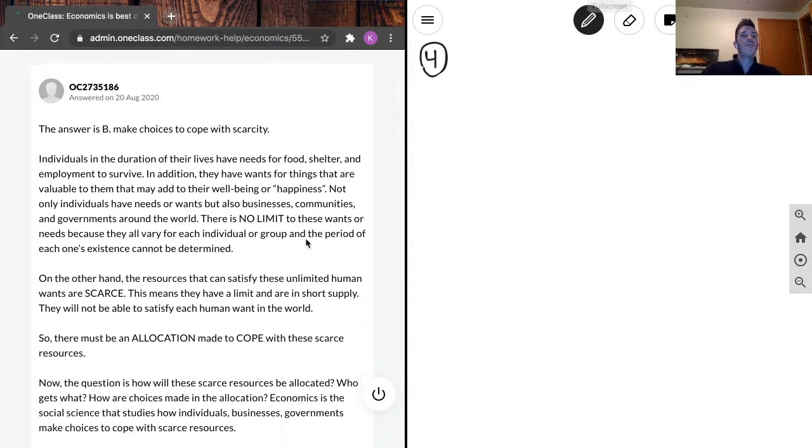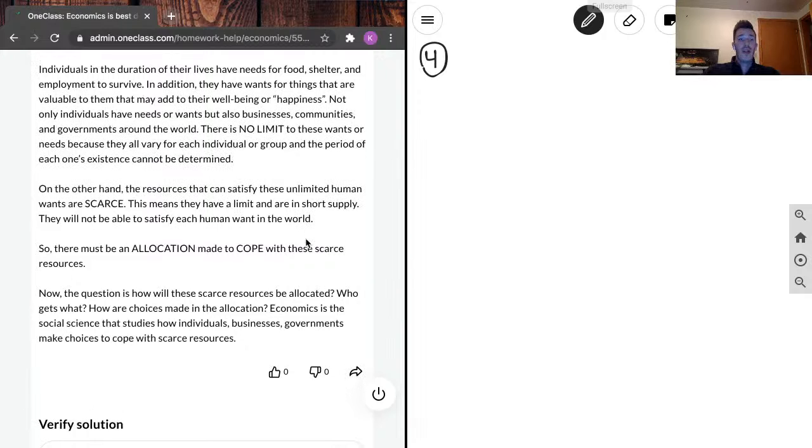They've written that individuals in the duration of their lives have needs for food, shelter, and employment to survive. In addition, they have wants for things that are valuable to them that may add to their well-being or happiness. Not only individuals have needs or wants, but also businesses, communities, and governments around the world. There is no limit to these wants or needs because they all vary for each individual group, and the period of each one's existence cannot be determined. On the other hand, the resources that can satisfy these unlimited human wants are scarce. This means they have a limit and are in short supply. They will not be able to satisfy each human want in the world.